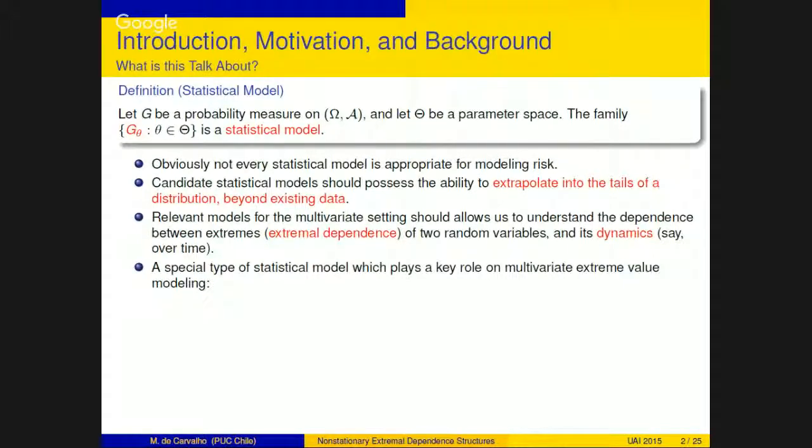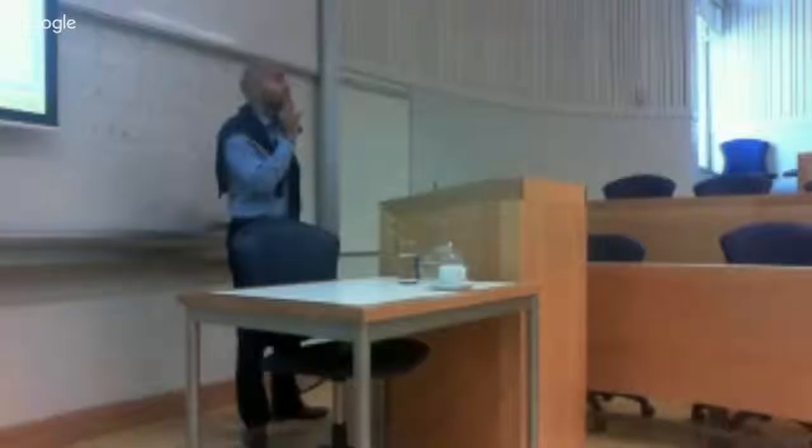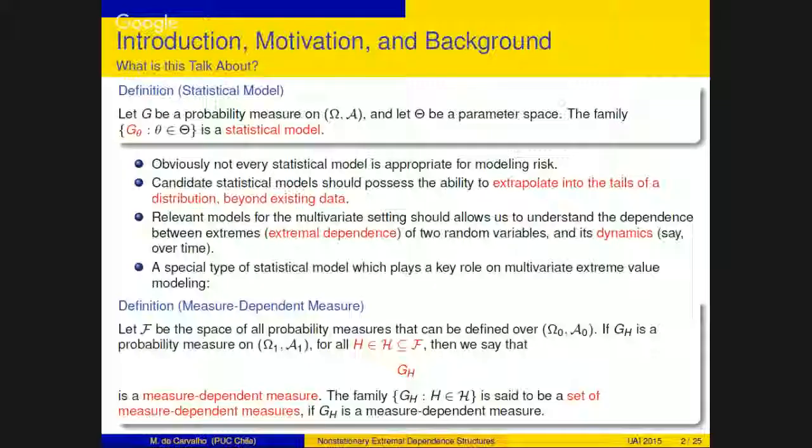Okay, so now the other thing is, what about statistical models for this setting? If we want to model extremes, bivariate extremes, there's a special type of model which plays a key role in multivariate extreme value modeling. That type of model is the following: a measure-dependent measure. Take the space of all probability measures that you can define over a certain sigma algebra, over a certain measurable space (Omega_0, A_0). We say that G_h is a probability measure on (Omega_1, A_1) for all h in a subset of the set of all probability measures.